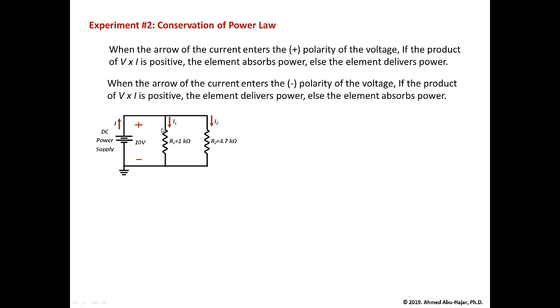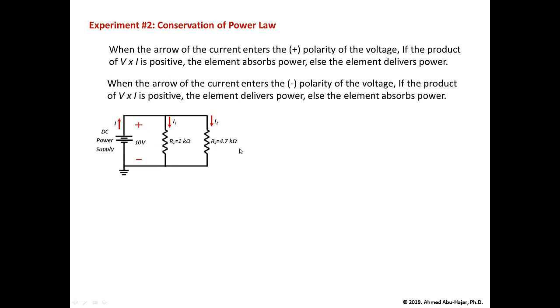However, over here, the resistor, and resistors always absorb power, by the way. So if the current enters the plus polarity, and if the product V times I is a positive value, then this element is going to be absorbing power. The same here, this current enters the plus polarity. So if the current enters the plus polarity and the product I times V is positive, then this element is basically absorbing power.